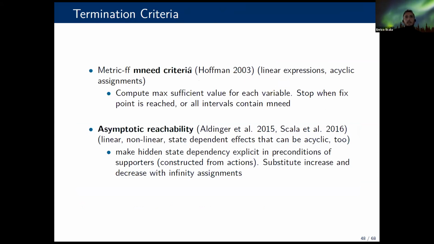analyses that can be done, just very briefly. One is the so-called MNID criteria that establishes conditions for each variable. It says basically what is the maximum value that a variable needs to attain in order to satisfy all conditions in which this variable is mentioned. And so you can stop when you basically saturate this criteria.